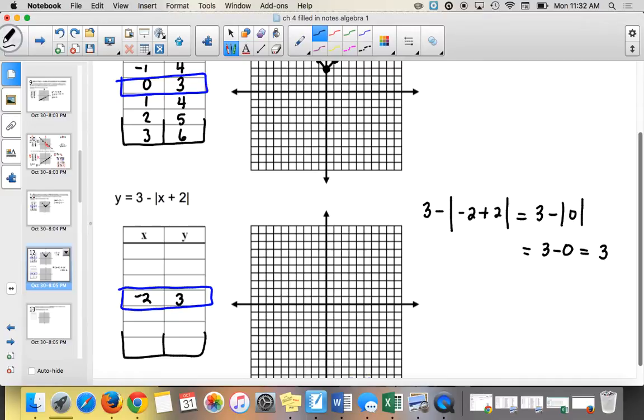And I want to pick things that are smaller than negative 2 and bigger than negative 2. So I'm going to do the negative 1. Sorry, let's do negative 3 actually, since I've been doing the smaller ones. Negative 3, negative 4, negative 5, and then negative 1, 0, and 1.